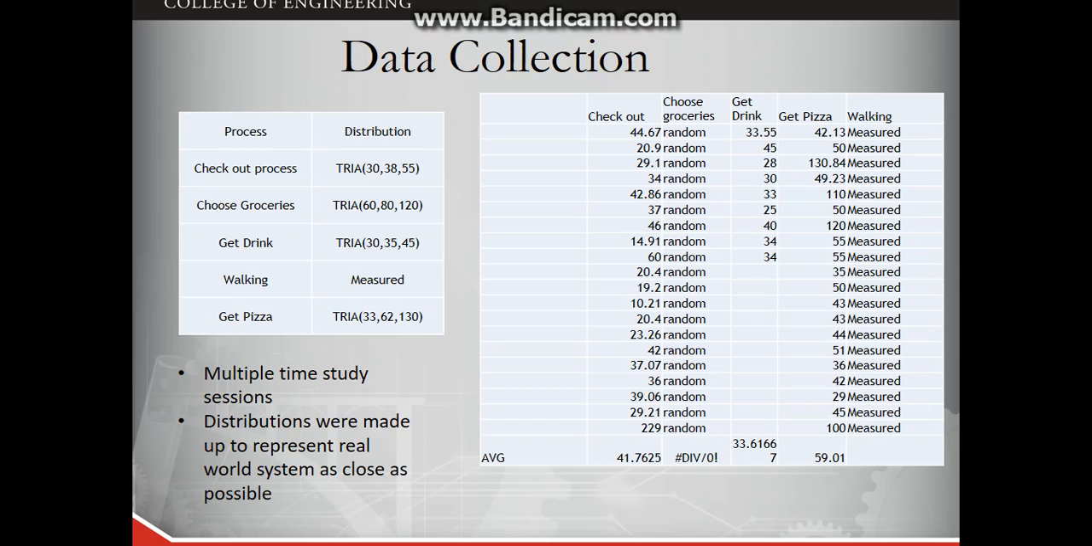Here you can see some of the results of our data collection process. Multiple time studies were conducted to collect the needed data. What we collected was the arrival time of customers during peak hours, and times for checkout, choosing groceries, getting a drink, getting a pizza, and walking in the store. Since there is a huge impact of the human factor, it is really hard to generalize the data and create the distribution, but we did it to the best of our ability to make our model as close as possible to the real world.